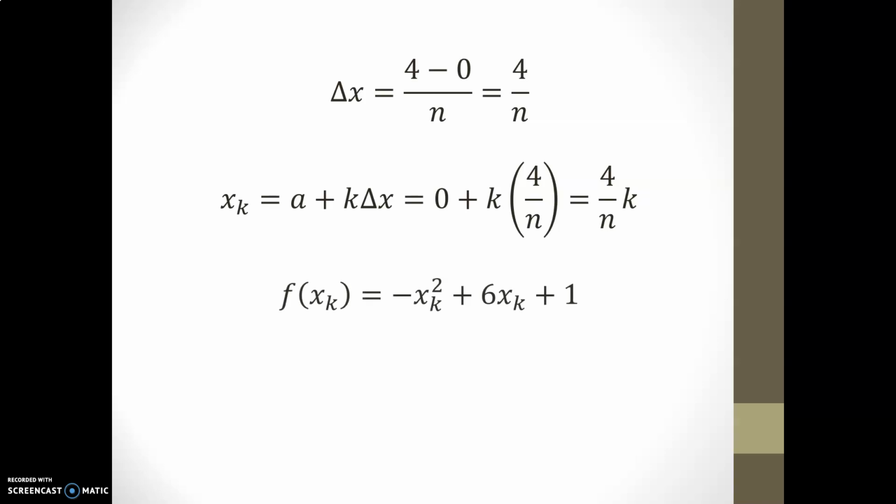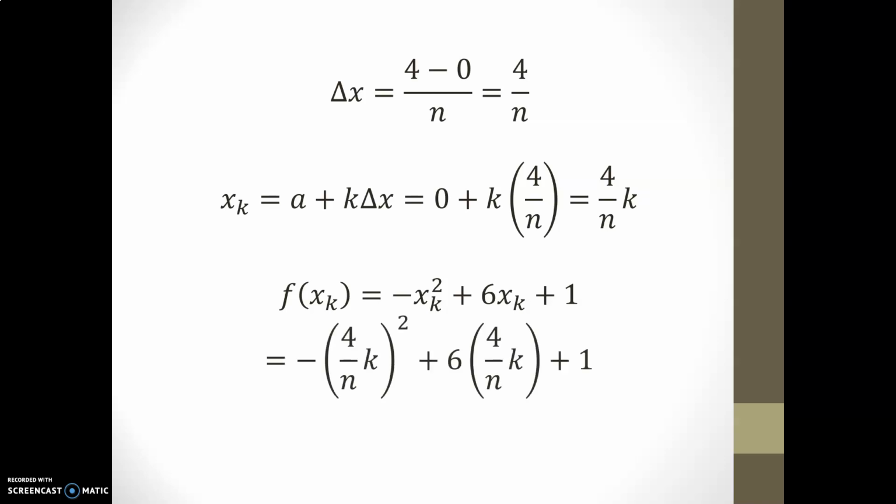Our function's rule is to square the x value, subtract it, and add 6 times the x value plus 1. So applying this rule to x_k, we get minus x_k squared plus 6 x_k plus 1. We're ready to replace the expression we have for x_k found in the previous step. Because we're squaring the 4, the k, and the n, and I distributed for the second term, 6 times 4 is 24, and we have 1 as a constant.